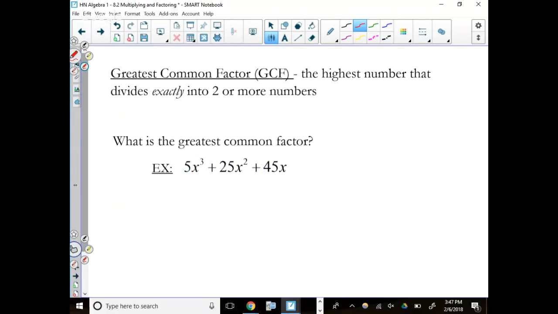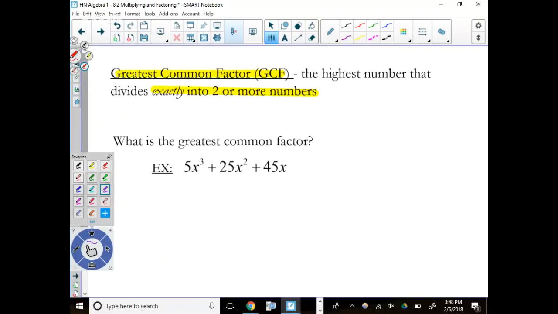All right, so we went forwards where we distribute everything from a monomial to a binomial, monomial to a trinomial. But what we're going to do now is go the opposite direction. Okay. So the greatest common factor, the GCF, this should be reviewed from grade school. It is the highest number that divides exactly into 2 or more numbers. Okay. So I'm hoping that you can figure out the greatest common factor with the numbers, or what divides all of them. But you are going to have to look at the variables and also know what they all have in common.